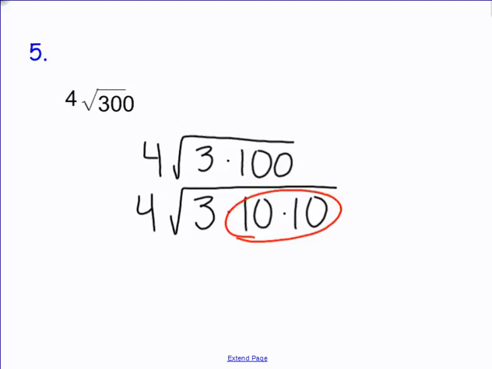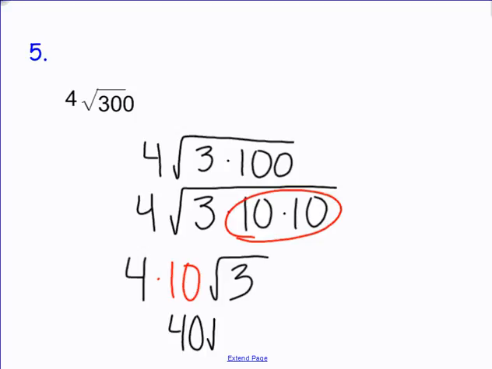So without simplifying anymore, I get a 4. I'm going to take that 10 out, and whatever's left over stays underneath the radical. So 4 times 10 is 40, so 40 radical 3 is that in simplest radical form.